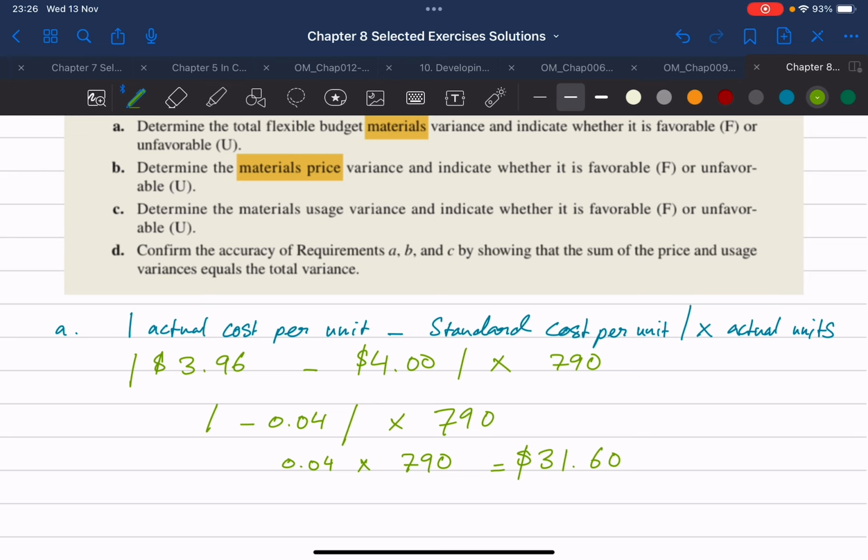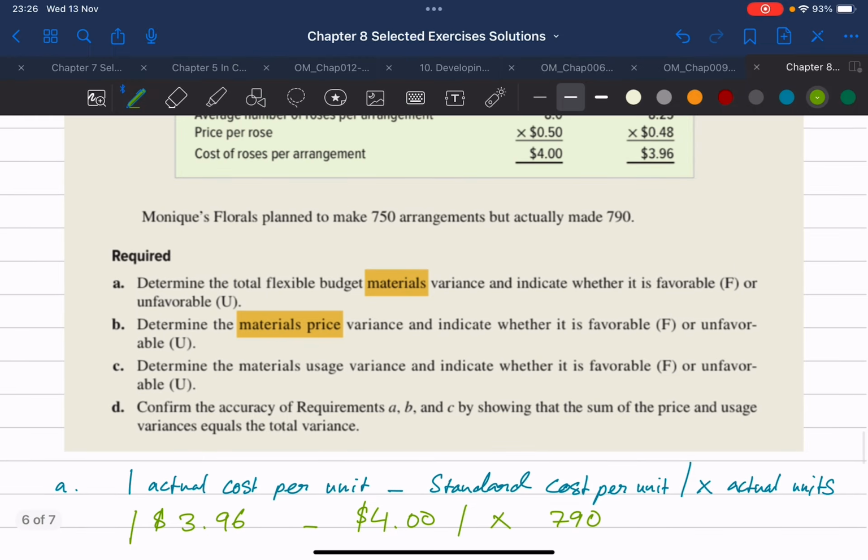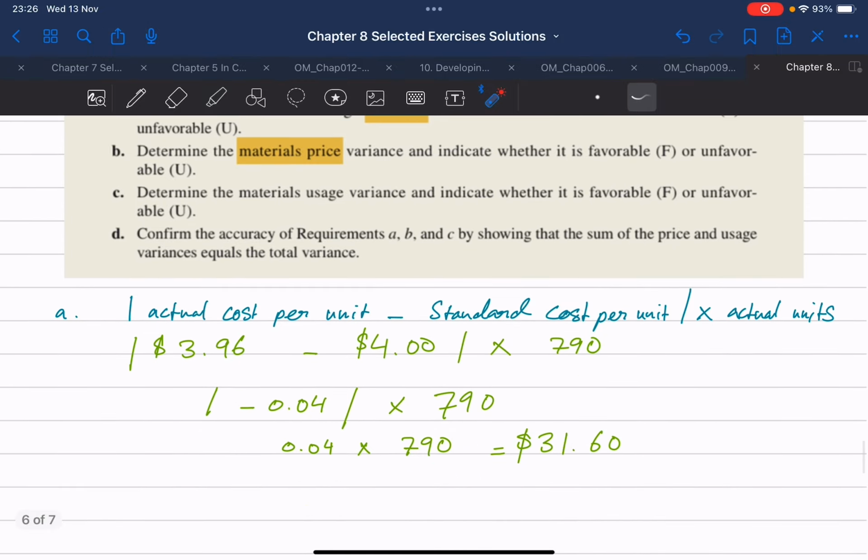Is this favorable or unfavorable? The actual cost was lower than the standard cost, so this would be a reduction in cost, so that would be a favorable variance. So we'll just put the letter F, or just write favorable, it's fine. Okay.